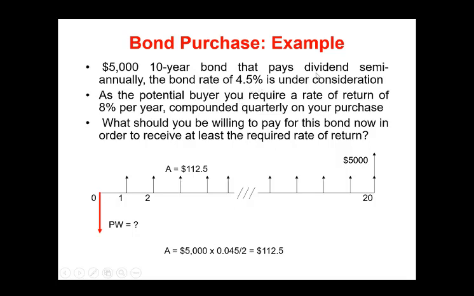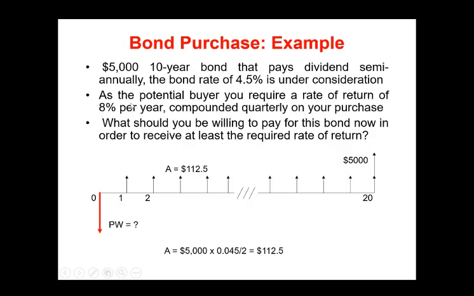But the dividend payment period is semi-annual. Okay, semi-annually. That's the bond. And now your buyer will require a rate of return of 8% per year, compounded quarterly.